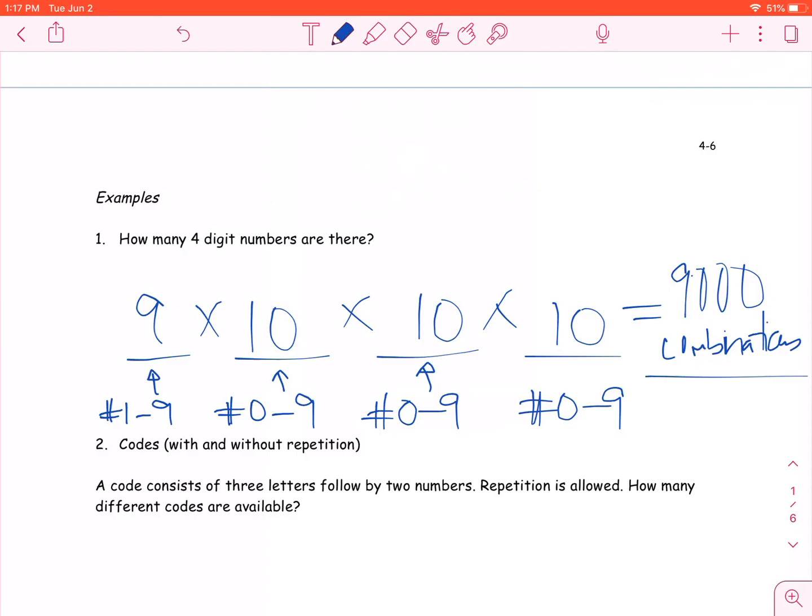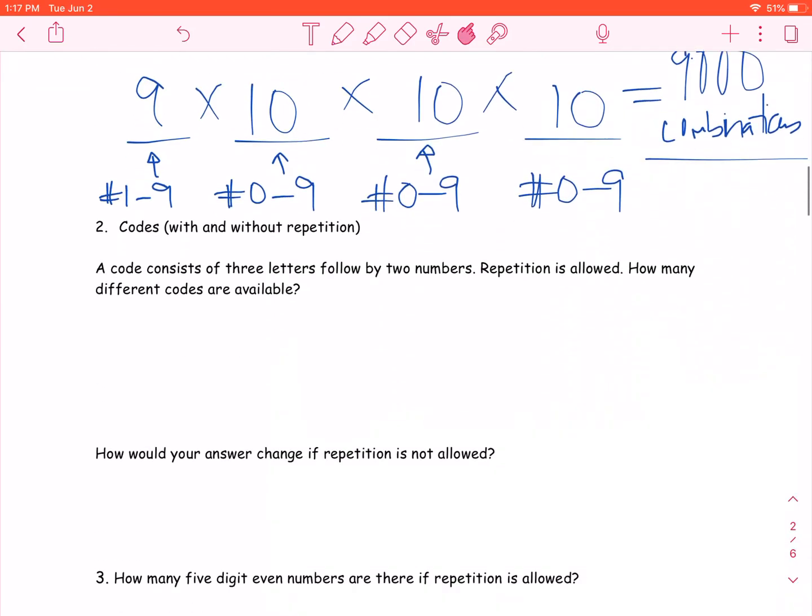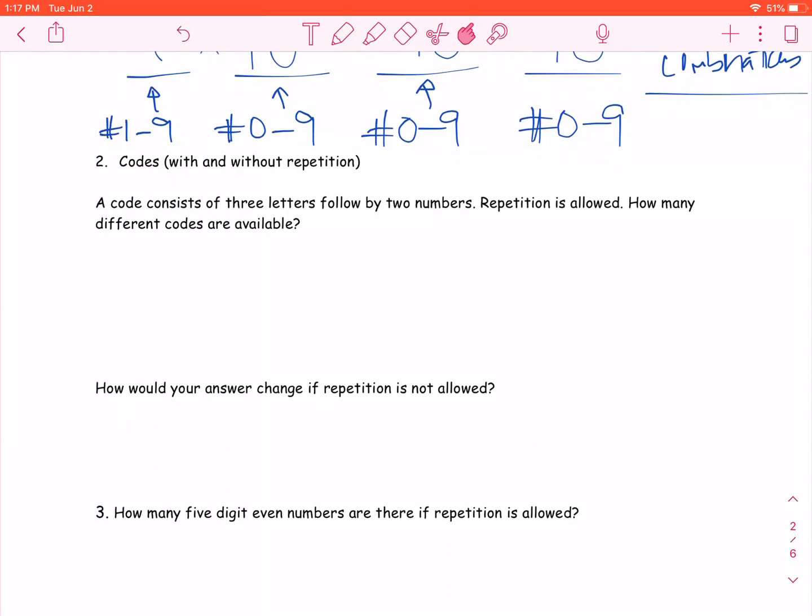Make sense? Okay, so let's move on to a few different scenarios. We're going to consider codes with and without repetition. In this situation, we have a code that consists of 3 letters followed by 2 numbers. Repetition is allowed. How many different codes are available? This actually piggybacks off of our last example where we were dealing with possible 4-digit numbers. So in our first 3 spots, we know that they have to be letters.